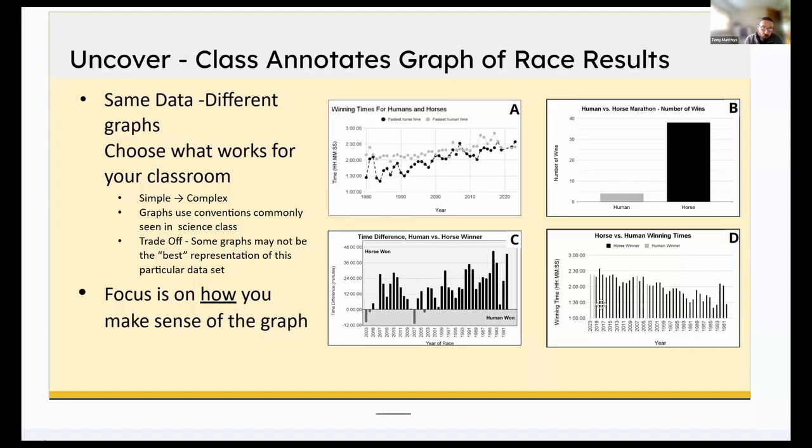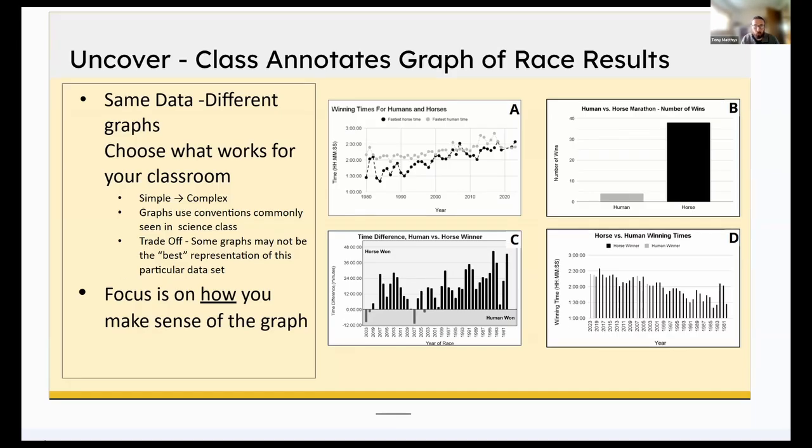We made 4 different graphs, and you can really pick and choose from these graphs to pick the ones that work best for you in your classroom. You could assign different groups different graphs. You can model on one of the graphs and then assign students another one. There's really a lot of ways that you could get this done. But this Uncover is all about trying to discover how you personally make sense of graphs. And we do that through annotations.